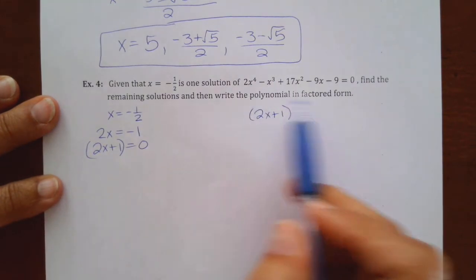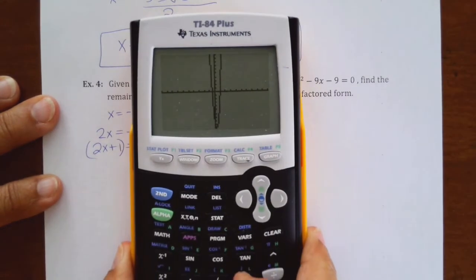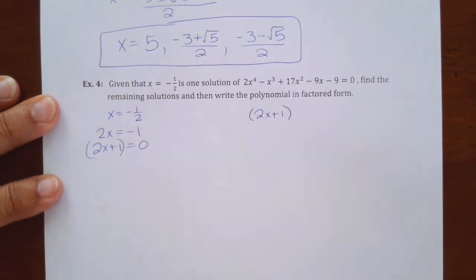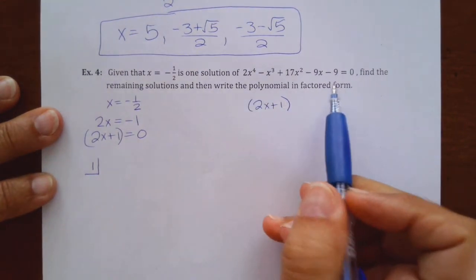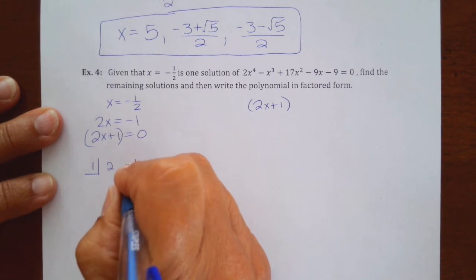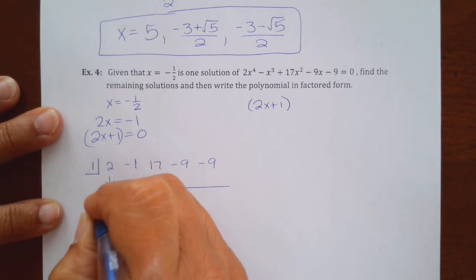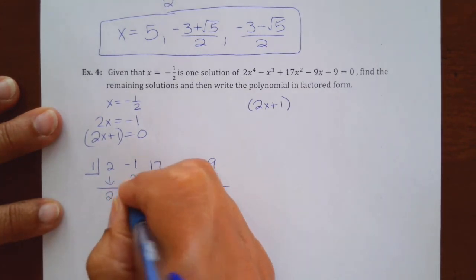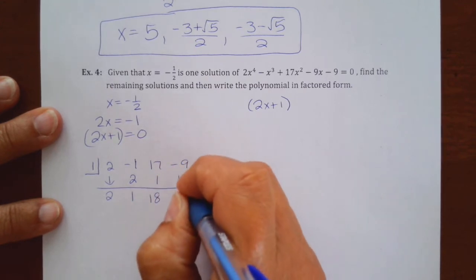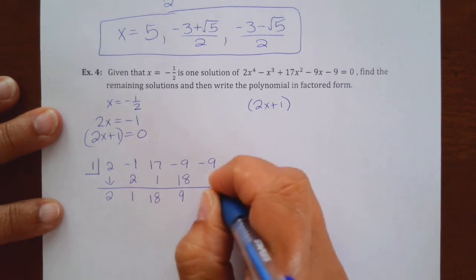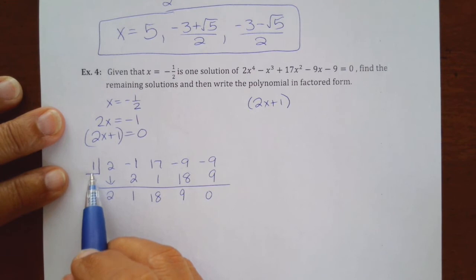Now I could take this and do long division, but I don't want to do that if I don't have to. So it looks like it also goes through x equals 1, right? So let's try to put 1 in the box and see if that works. So use your coefficients. So 2, negative 1, 17, negative 9, negative 9. Let's hope that we get 0 remainder. So bring down the 2, multiply, add, multiply, add, multiply, add, multiply, add. Okay, so now I know that 1 is a factor.